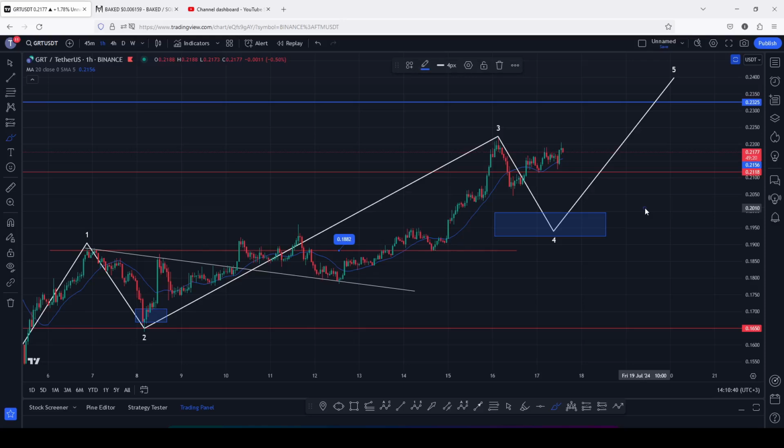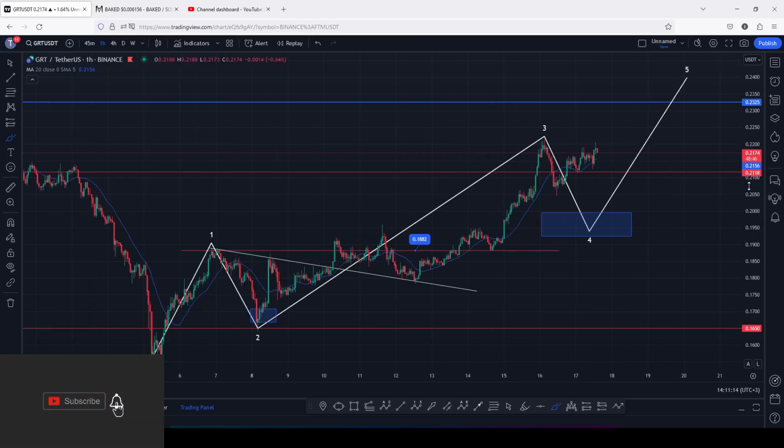GRT remains in its bullish territories, and at the time of this recording, GRT is holding above support at the 0.2118. We are also holding above the 20-day MA here on the 1-hour chart. And in today's video, I want to discuss an Elliott wave structure that is playing out here on the GRT chart, and also give you reasons why we need to see a break above the 0.22 and also hold above the 0.2118. So make sure that you stick around till the end of the video.